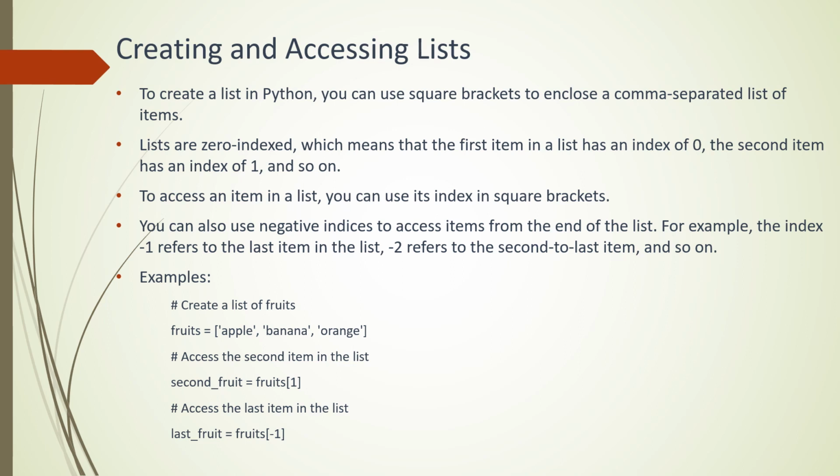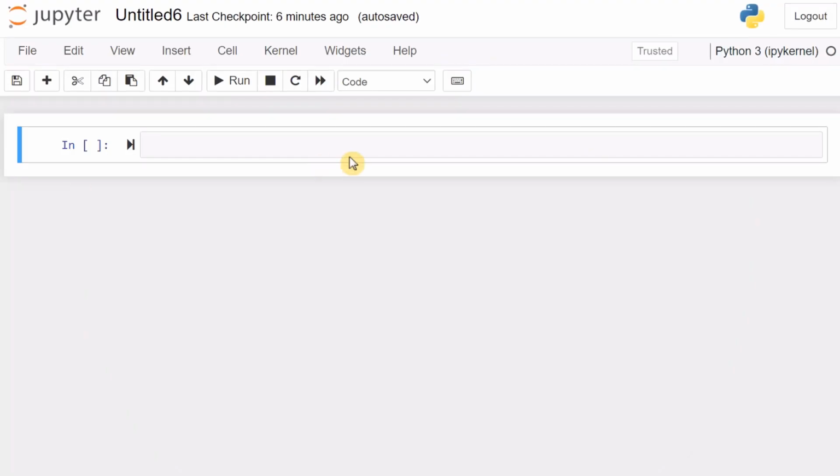And if you wanted to access the last item in the list, all you need to do is say fruits, inside the square brackets, -1, and assign that to a variable called last_fruit. And last_fruit will contain orange, since that is the last fruit. I will now show you how to achieve this in Jupyter Notebook.